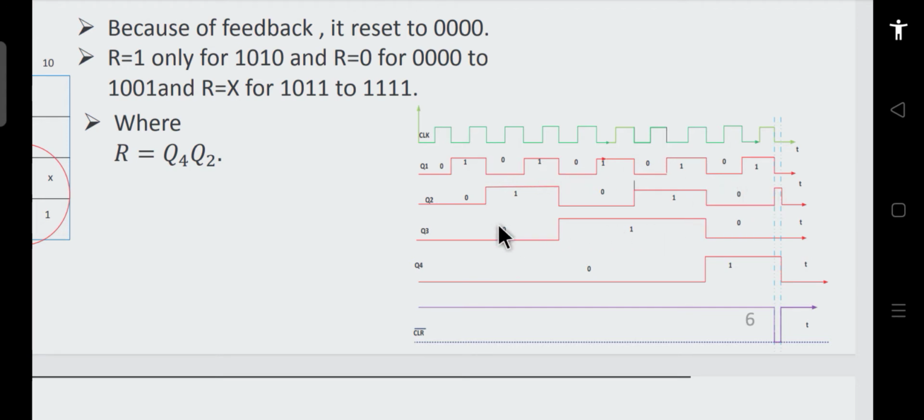So Q1 changes, then when the negative edge of Q1 occurs, Q2 transits. When the negative edge of Q2 occurs, Q3 transits, and when the negative edge of Q3 occurs, Q4 transits. Now if this happens, we can see that our clear bar remains 1, and this becomes 0, so the circuit gets reset only for this temporary state.